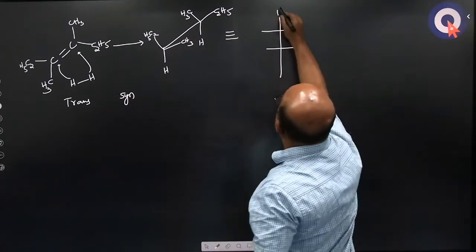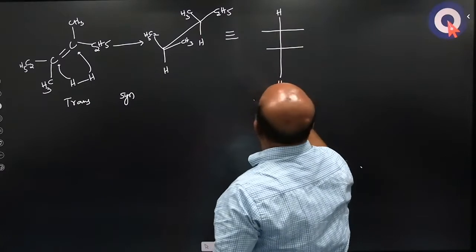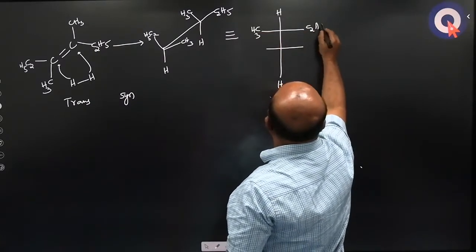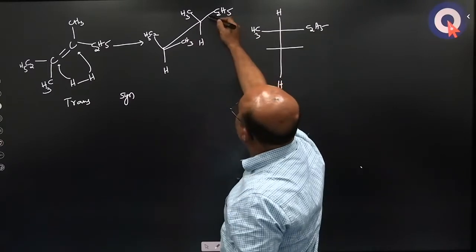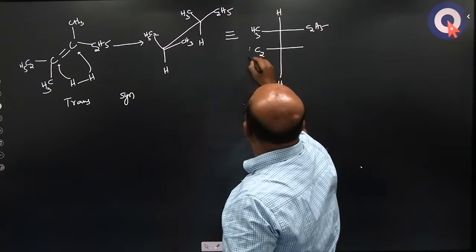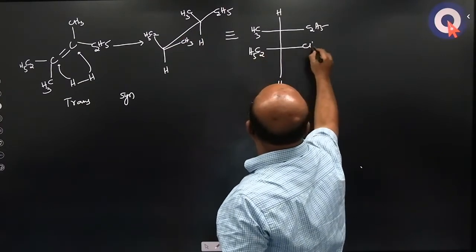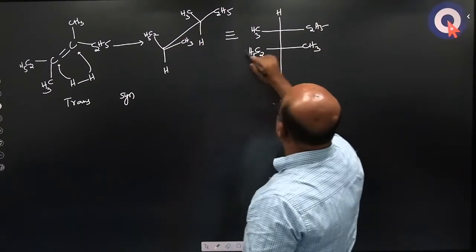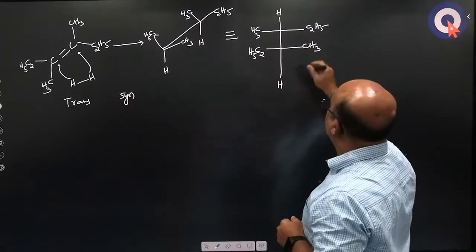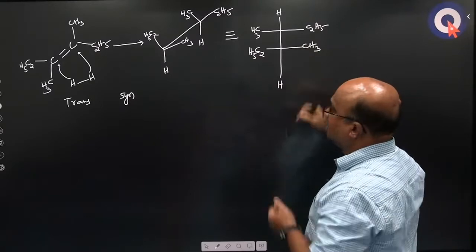So we have H here, CH3 here, C2H5 here. This will become the top carbon, this will become the bottom carbon. So this will become C2H5 and this is CH3. But this compound does not have a plane of symmetry. So if we are adding hydrogen, we are getting it like this.